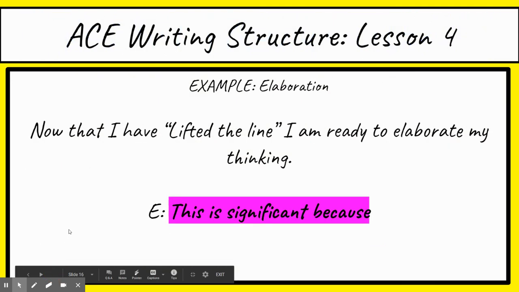I want you to elaborate why your evidence proves that it is not a good idea for humans to raise a baby bird. Use the sentence starter. This is significant because. Please do this now.